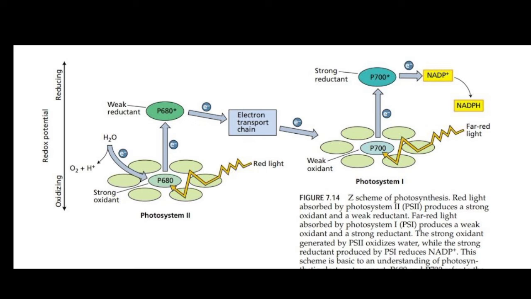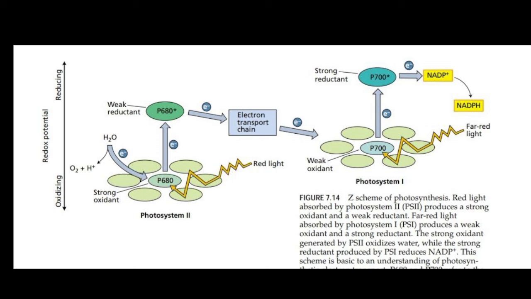This is clearly shown in this diagram. The reaction center of photosystem 1 is P700, written here. Photosystem 1 absorbs far red light, meaning wavelength greater than 680 nanometer, approximately 700 nanometer. And photosystem 2, which is on the left hand side, absorbs red light of 680 nanometer, and the reaction center in photosystem 2 is written here, P680, meaning it absorbs red light of 680 nanometer.